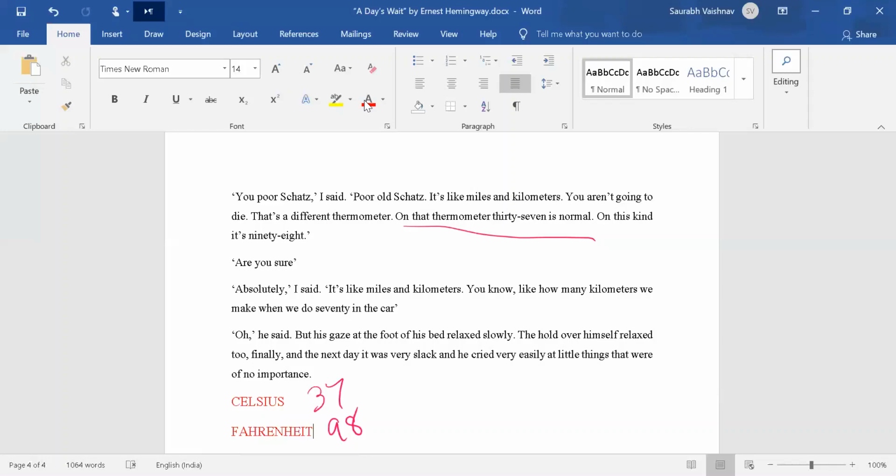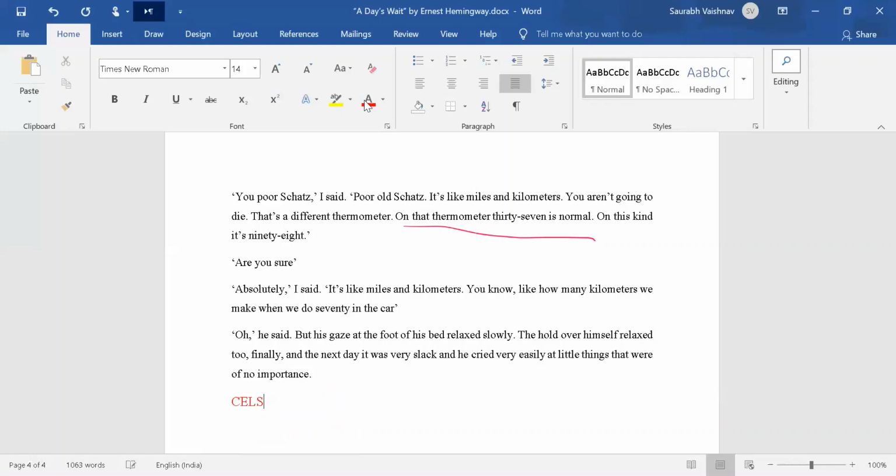"Oh," he said, but his gaze at the foot of his bed relaxed slowly. Now he will relax. Now he relaxed. Now he was comfortable. The hold over himself relaxed too. Finally. And the next day, he was very slack, and he cried very easily at little things that were of no importance.